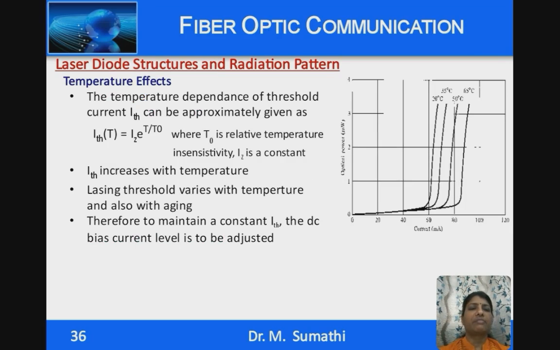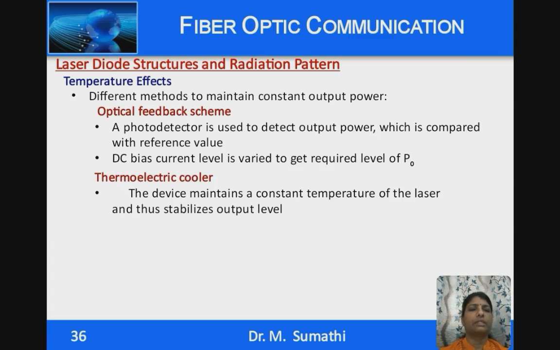Coming on to the temperature effects of a laser, the laser is highly temperature dependent, and the threshold current depends on the temperature given by the expression I threshold equals I_0 times e to the power T by T_0. And so, as the temperature increases, as you can see in the graph, the threshold current increases, and the lasing threshold also increases with aging. Therefore, in order to maintain the threshold current value, the DC bias current level has to be adjusted in a laser.